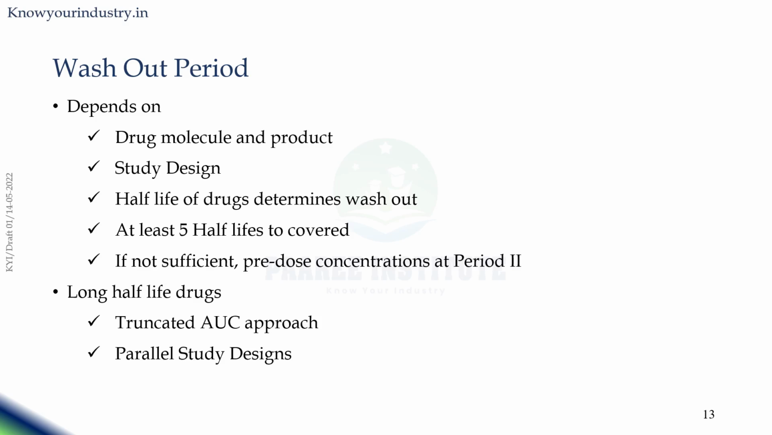Some drugs take a very long time to eliminate from the body, for which you can do a parallel study design, where one group of subjects takes the test product and another group of subjects takes the reference product randomly. Here there is no intra-subject variability, as the same subject is not exposed to both products. This is called a parallel study design. And sometimes you can do a truncated AUC approach, where you stop the blood collections at 72 hours, and up to 72 hours you can characterize the drug absorption and elimination profile. You can have a pharmacokinetic profile up to 72 hours. Then there won't be any elimination parameters characterized in the truncated AUC approach.